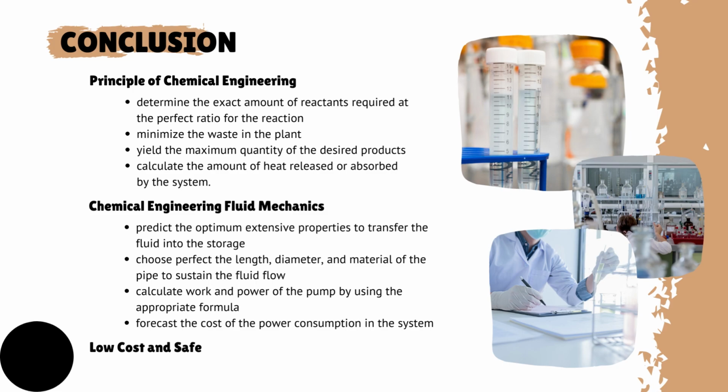By applying all the lessons from fluid mechanics, we can predict optimum extensive properties to transfer the fluid into the storage. We can also choose the perfect length, diameter, and material for the pipe to sustain the fluid flow. Calculate work and power of the pump by using the appropriate formula, then forecast the cost of the power consumption in the system. Exact amount, optimum condition, strong material. Then what else? Then we have created the best, low cost, and safe design for our acetic acid production plant.